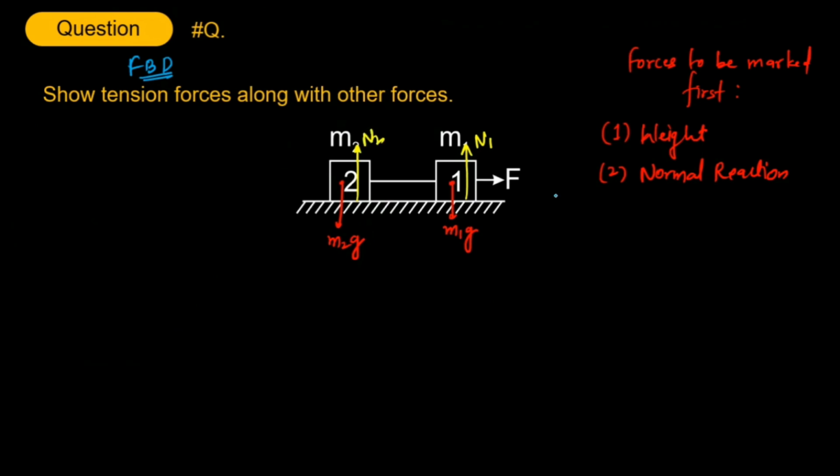After the second force, the third force you need to mention is going to be tension. So tension always acts in the opposite direction of the external force. As the external force is in the right direction, the tension must be in the left direction, this way for M1 and this way for M2, like that. So this is how you represent all the forces along with tension acting in this system. Remember the order. First we'll mark weight, then normal reaction, then the tension. That's it.